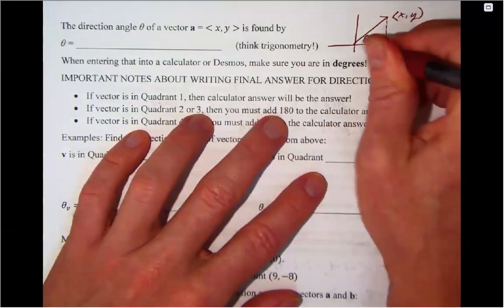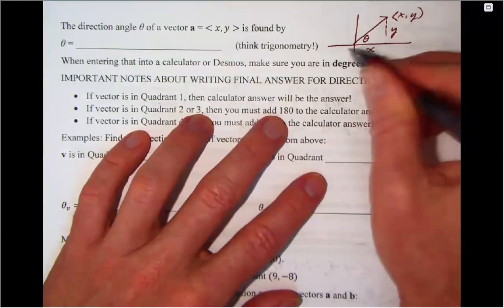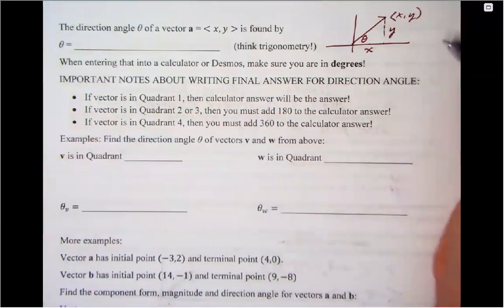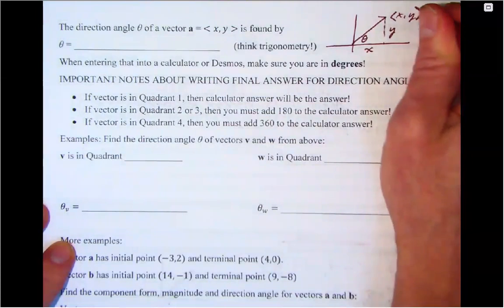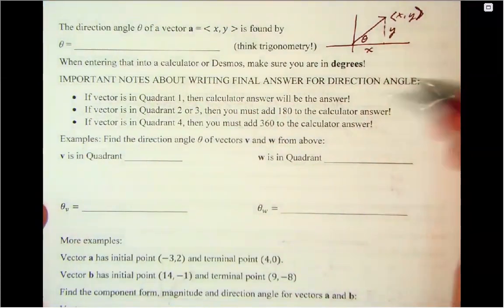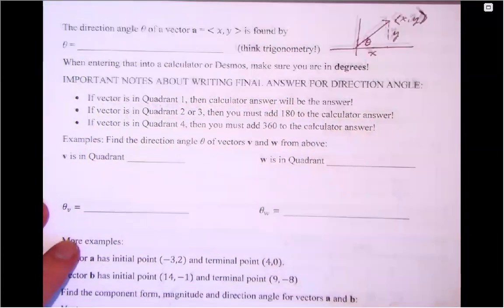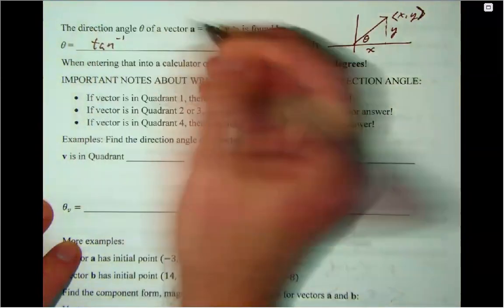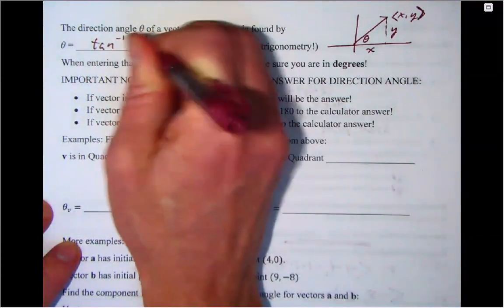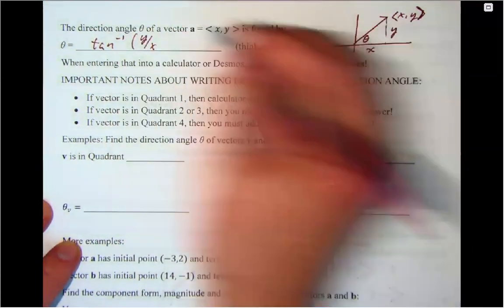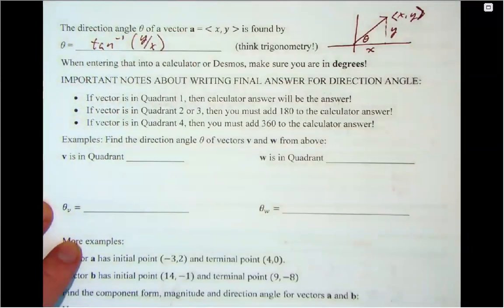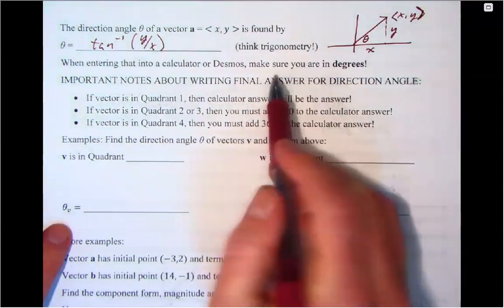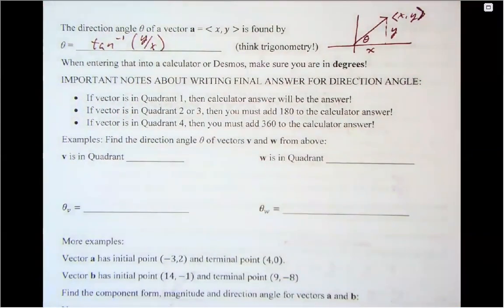So how do we find that? Well, if we know x and we know y, because we have what the vector is, then we can use the tangent function. In fact, it's the inverse tangent. It's the same formula every single time. It's the tangent inverse of y over x, opposite over adjacent. Remember the old SOHCAHTOA thing. Just like everything else, make sure you're in degrees, whether you're using Desmos or whatever other calculator you're using.